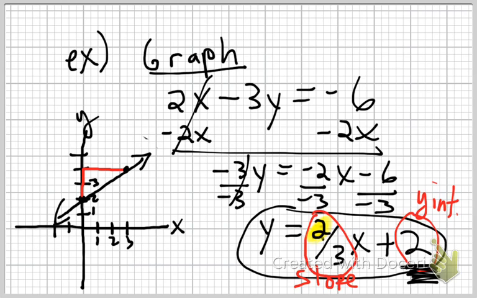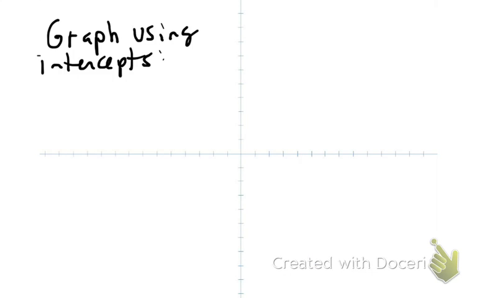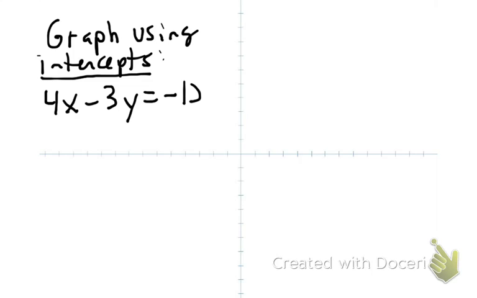Let me hit pause. Okay, I changed my graph paper because I didn't like the other graph paper, although this one doesn't have the grid, but it says graph using intercept. So we want to use the intercept method. So what if you had 4x minus 3y equals negative 12, okay?